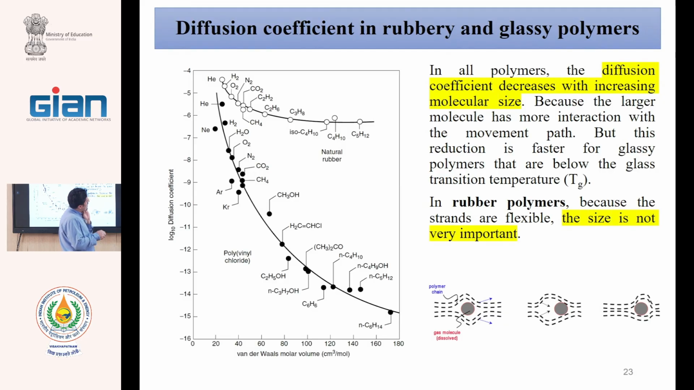When the molecular size increases, the diffusion rate is sharply reduced. Therefore, PVC, our glassy membranes, have a lower permeability but higher selectivity from the diffusion view.